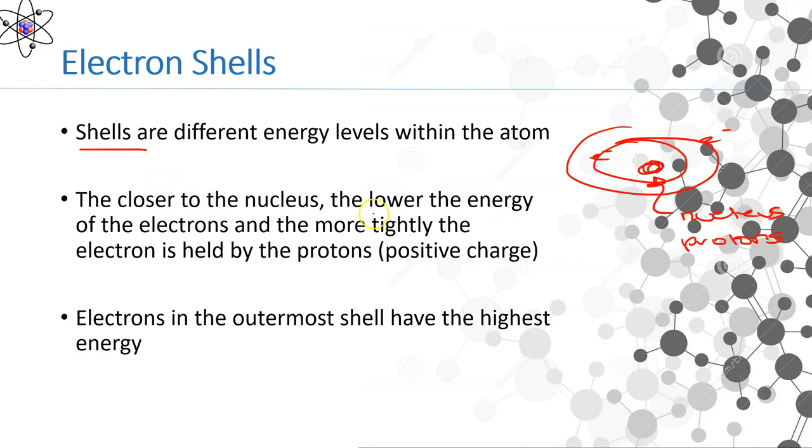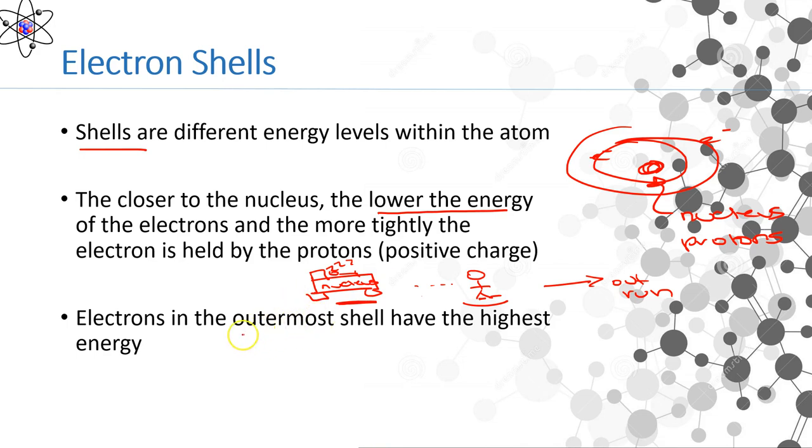The closer to the nucleus they are, the lower the energy. It's like the closer you are to your bed, you may be sleeping in bed, you're going to be really low energy. You may stumble out of bed to get some food in the morning, and you're further away, you've got more energy than where you were. And then if you go out for a run, you're going to have even more energy, you're going to be further away. Electrons are the same. The closer they are to the nucleus, the lower they are in energy, and the more tightly they're held by that positive charge, pulling them back towards the nucleus.